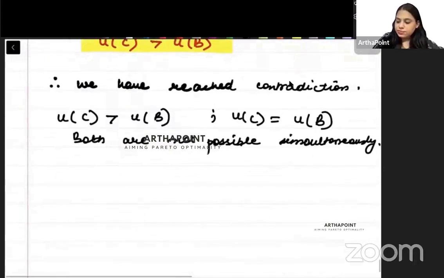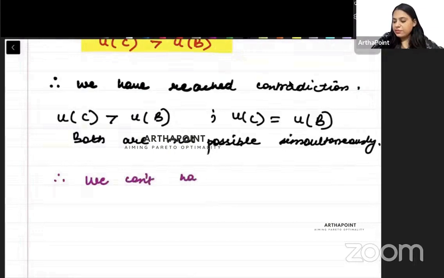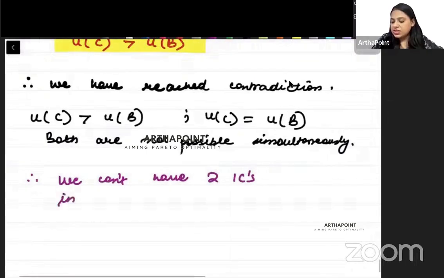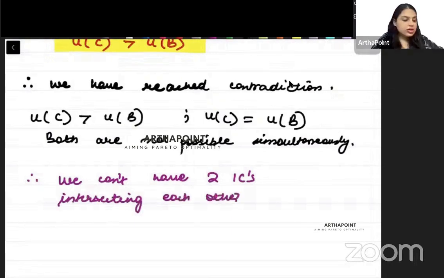So therefore, we cannot have two ICs intersecting each other. Therefore, two indifference curves cannot intersect each other. Am I clear with this? Okay, beta. So this is the only topic I wanted to discuss for today, that two indifference curves cannot intersect each other.